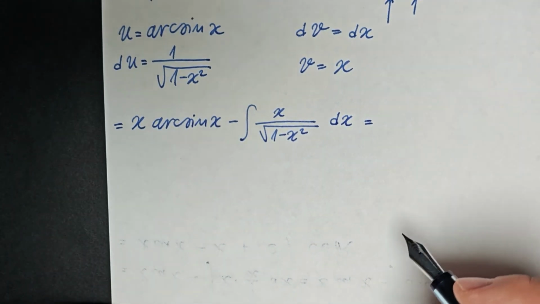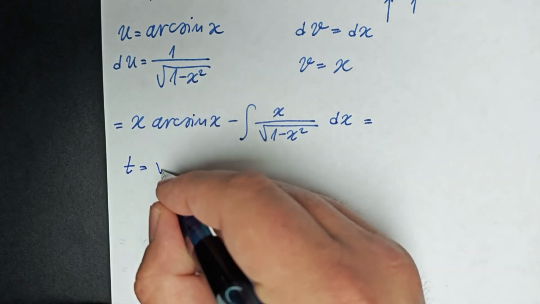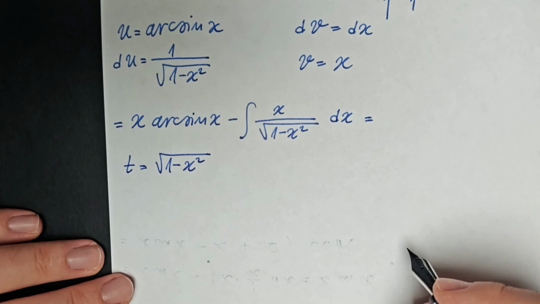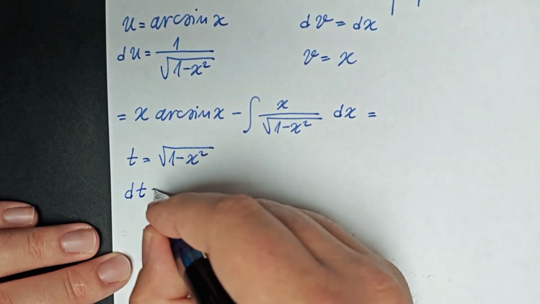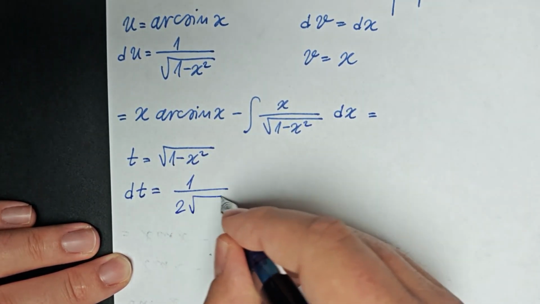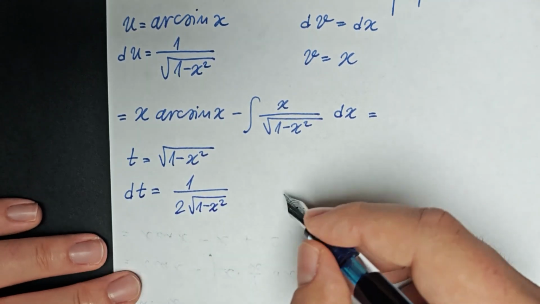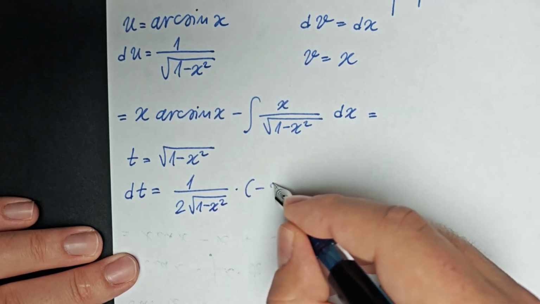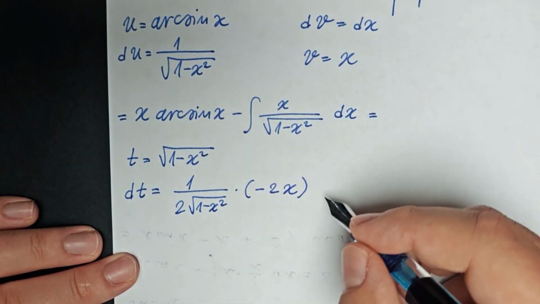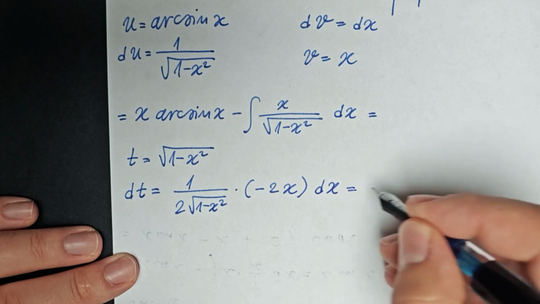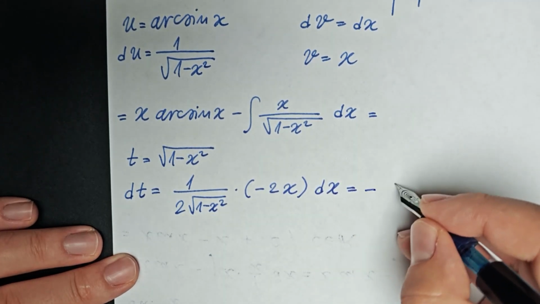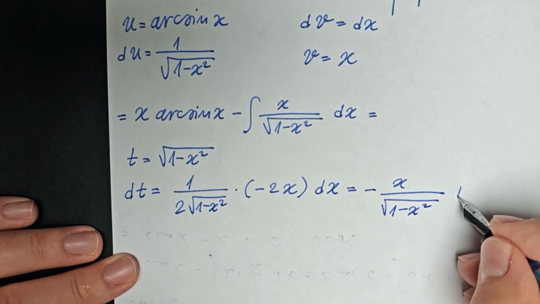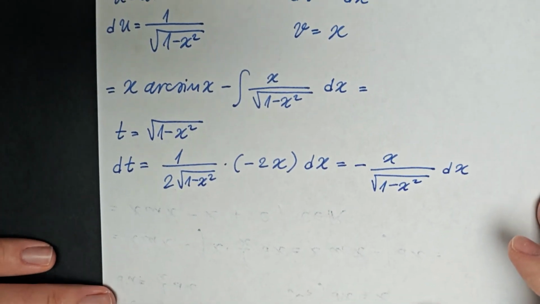We can solve it by using the substitution that t is equal to a square root of 1 minus x squared. dt is then going to be 1 over 2 square roots of 1 minus x squared, multiplied by the derivative of this, which is going to give us negative 2x, and dx at the end. So this is just minus x over a square root of 1 minus x squared dx.